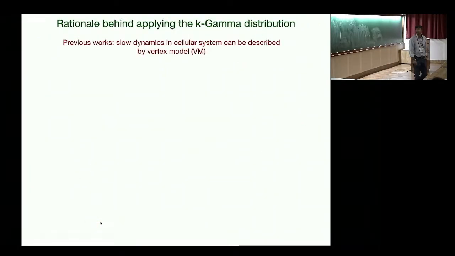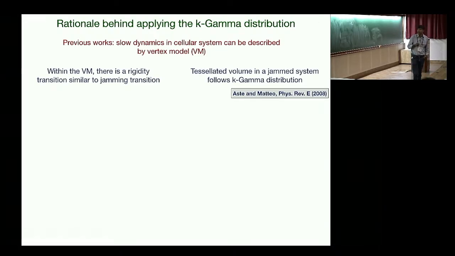Now let me first go through the rationale behind applying the k-gamma distribution to this particular set of data. It was shown earlier that the slow dynamics in this confluent epithelial system can be described by the dynamics of a vertex model. I'll get to what this model is in a while. But within this model, there is a rigidity transition which is very similar to the jamming transition. Now, in a defined context, the tessellated volume in a jammed system follows a k-gamma distribution. So if you take each particle as the center and then take a Voronoi tessellation, the volumes of those tessellated polygons follow a k-gamma distribution.